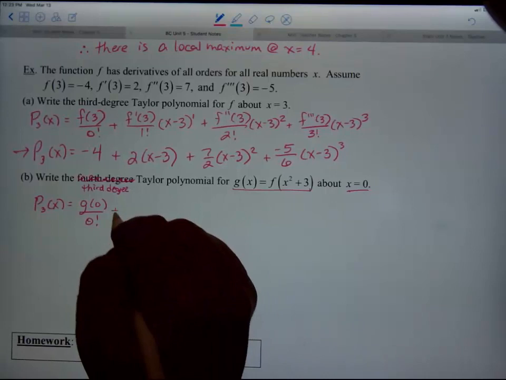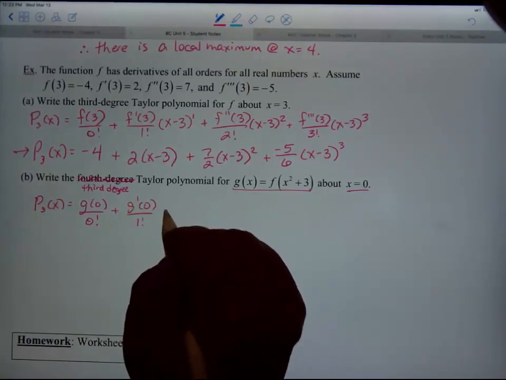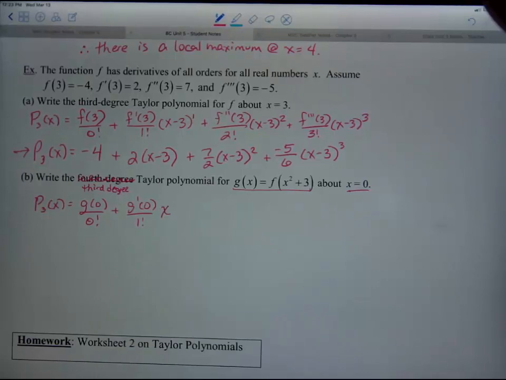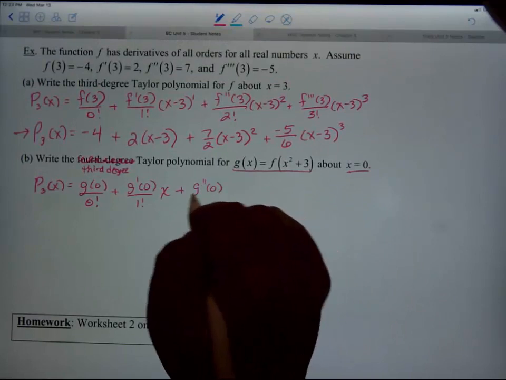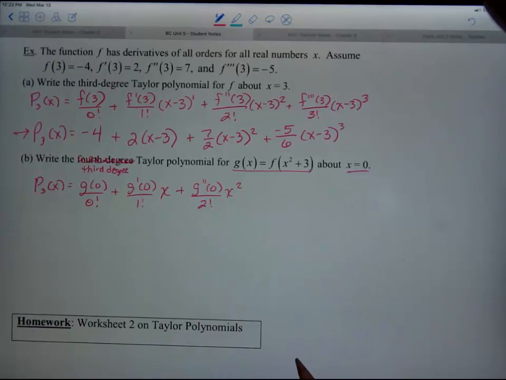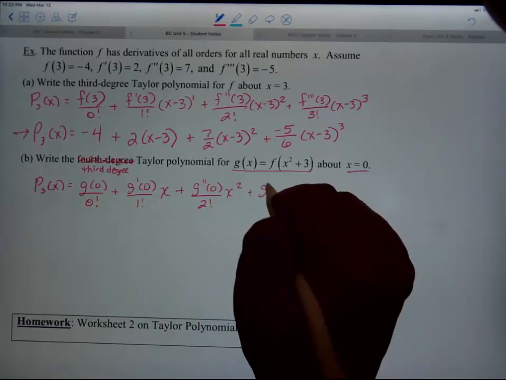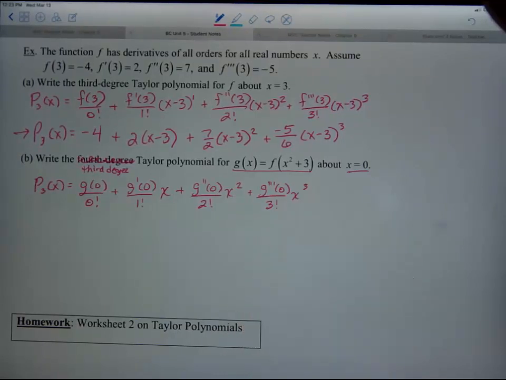Then g prime of 0 over 1 factorial. Now you don't have to write x minus 0, just put x. Plus g double prime of 0 over 2 factorial, x squared. Plus g triple prime of 0 over 3 factorial, x to the third. Maclaurins are so much easier to write because you don't have to worry about all those extra numbers.